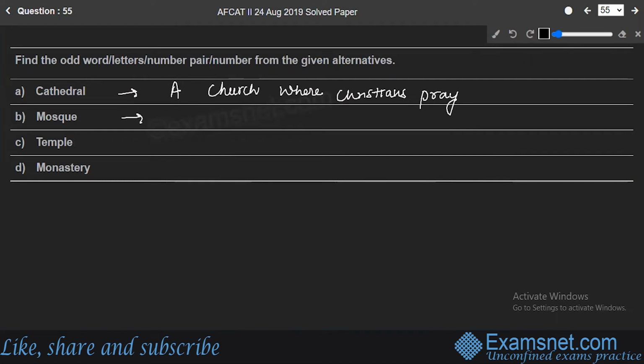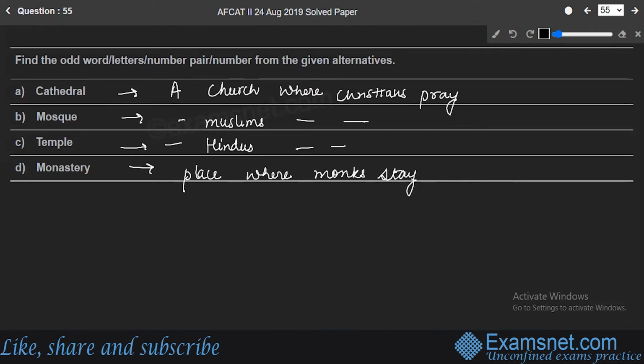Mosque is the one where Muslims pray. And the temple is where Hindus pray. Monastery is the place where monks stay. So easily you can see from here which is the odd one out. That's obviously monastery. All except monastery are places of worship, while monastery is the place where monks stay. So obviously this is the correct answer, Option B.